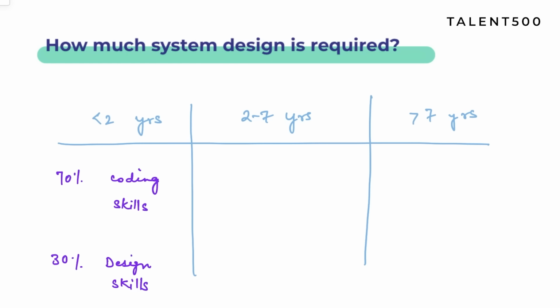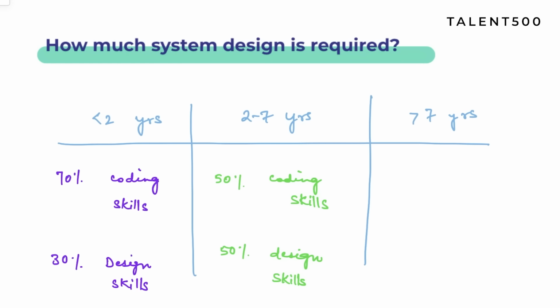When you talk about 2 to 7 years, in such a case, what is actually expected is that you have 50% coding skills and you have 50% design skills.